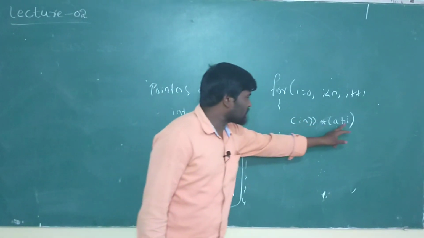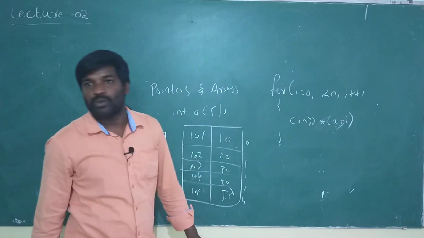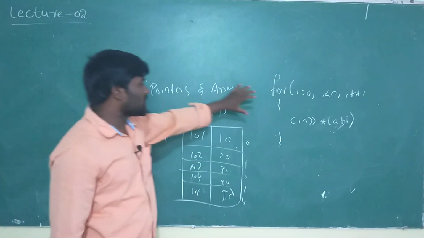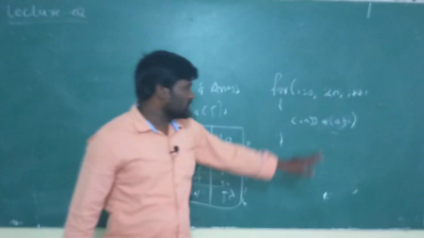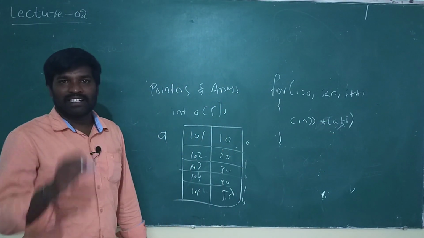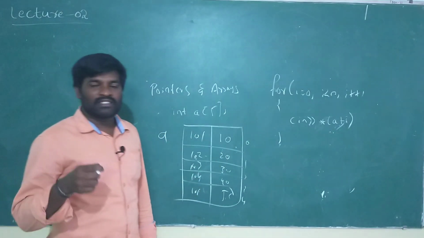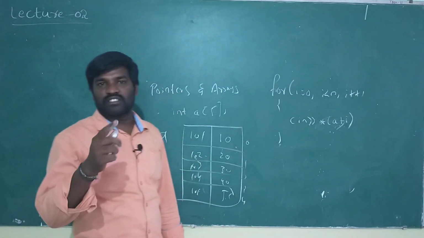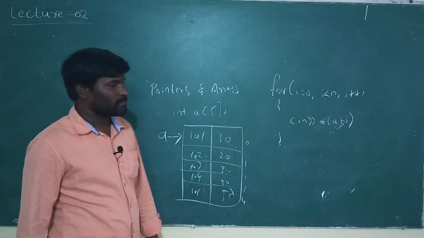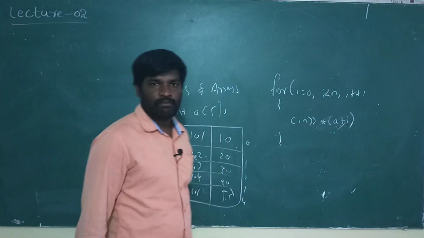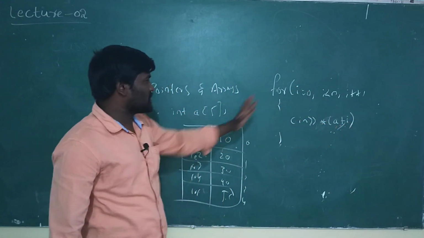See here, star of (a plus i), but here the declaration is a normal array. I can declare only int a of 5, but at the time of reading the array elements, the array is converted to a pointer. Here a indicates the base address, the initial address. Here the position is 0. So always in the programming language, the first position is 0 and its address is 101. a belongs to 101 plus i, that is i is equal to 0. 101 plus 0 is 101.